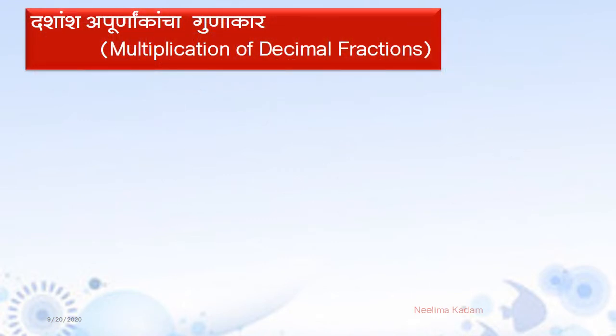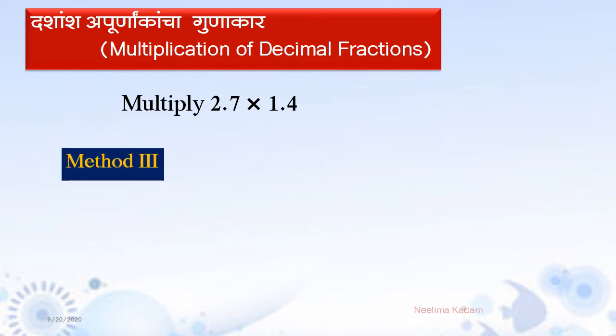So in this three ways we can do the multiplication of decimal fractions. I think the third method will be very convenient. So let's do some more examples with the help of third method. 2.7 into 1.4. So method 3, 27 into 14. Without considering decimal point, write the numbers as it is, that is 27 into 14. Now multiplication of 27 into 14.